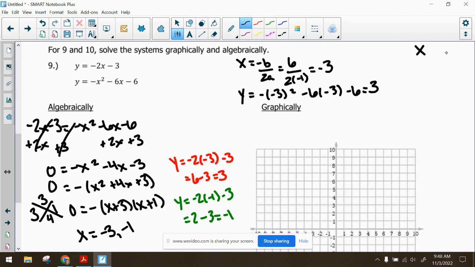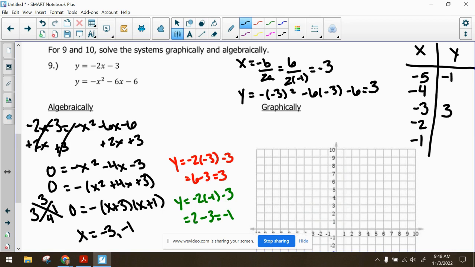So when I go back through and create my table, that's what's going to get filled in first. Negative 3, comma 3. I can pick 2 points above, 2 points below to plug in as well. So I'm going to pick the top 2 to plug in. Negative 5 will give me negative 1, which means negative 1 will also give me negative 1. I'm also going to pick negative 4, which will give me 2.